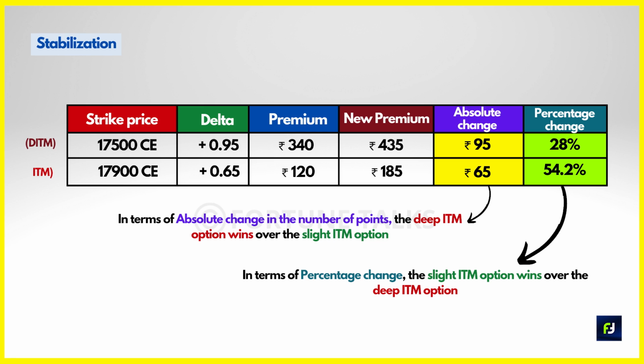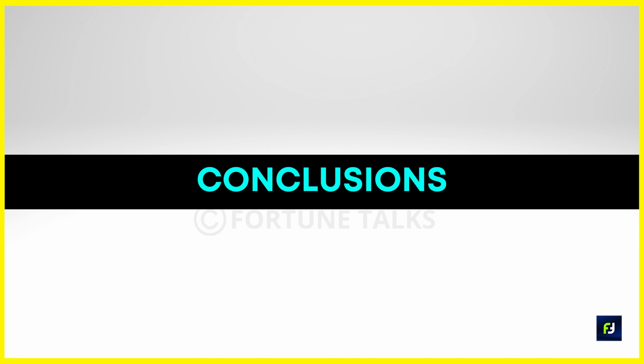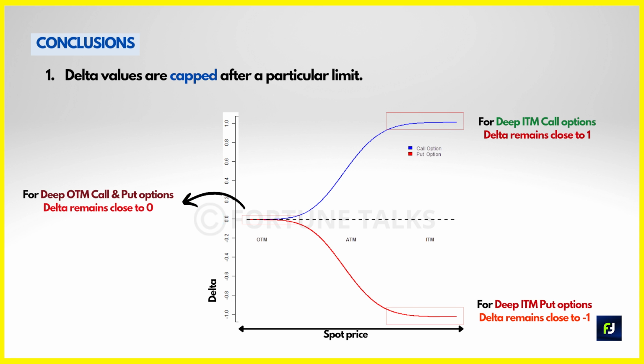Clearly, the slightly ITM options are more sensitive to changes in the underlying, but they are certainly more expensive than ATM and slightly OTM options. Now, what are the conclusions from all these observations? One of the key takeaways from this graph is that delta values are capped after a particular limit.